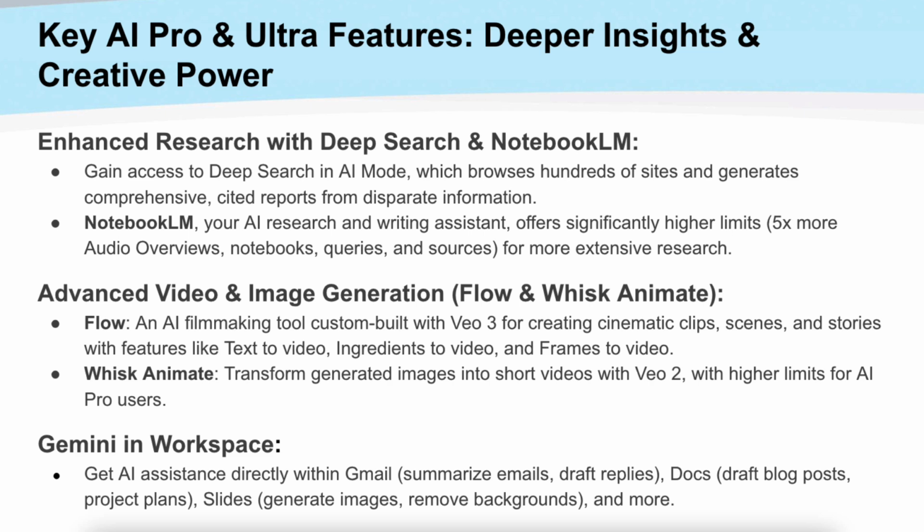The advanced video and image generation, if you haven't checked out Flow or Whisk Animate, those are some cool functionalities featuring Veo 2 and Veo 3 for creating cinematic clips and videos and generating images into short little videos as well. So these are both available with Pro and giving you higher limits than a free subscription.